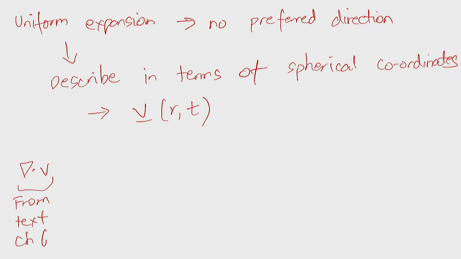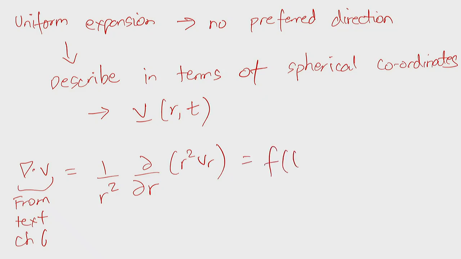But if you look at chapter 6, early on, there's a table that has del dot v, and in terms of spherical coordinates, this is 1 over r squared d/dr of r squared vr, which is some function of time.